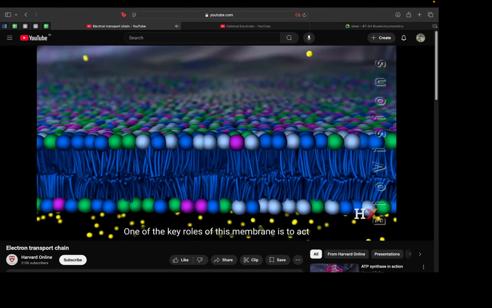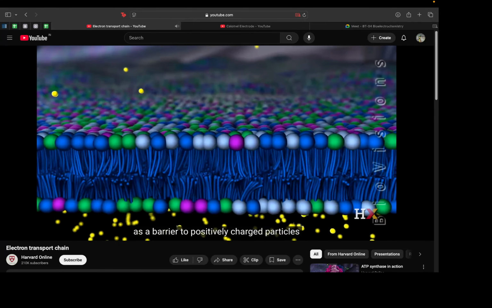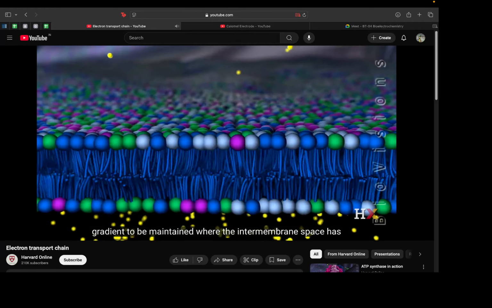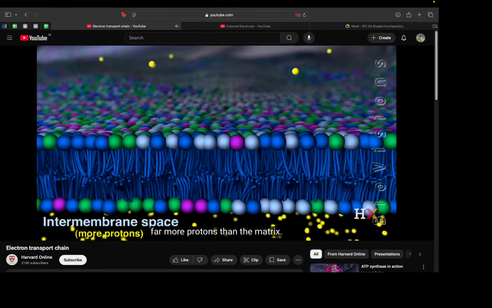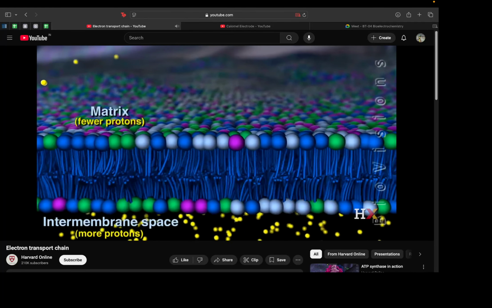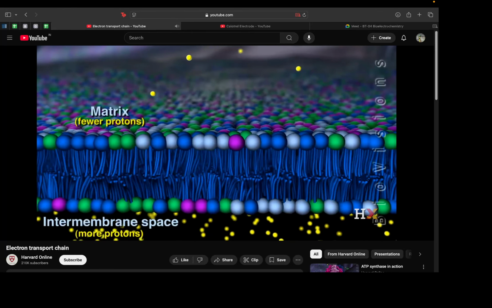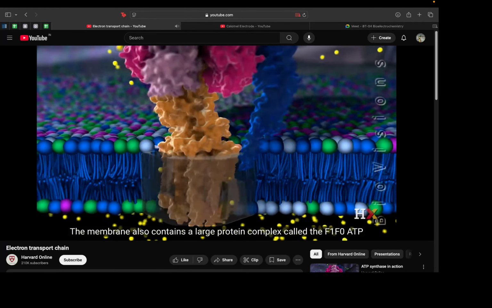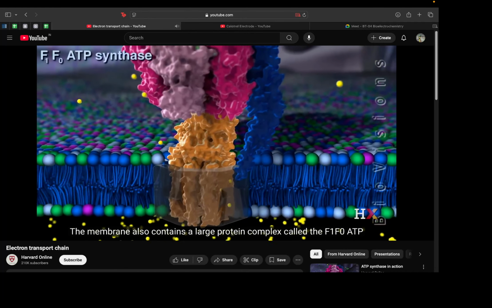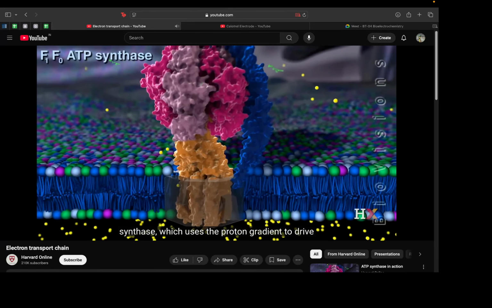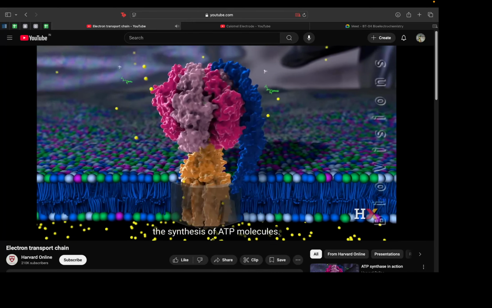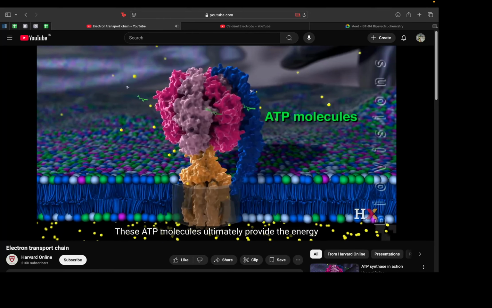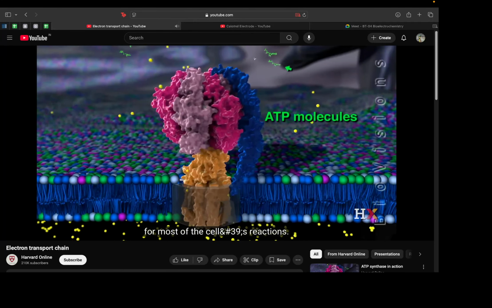One of the key roles of this membrane is to act as a barrier to positively charged particles called protons, thus allowing a concentration gradient to be maintained where the intermembrane space has far more protons than the matrix. The membrane also contains a large protein complex called the F1-F0 ATP synthase, which uses the proton gradient to drive the synthesis of ATP molecules. These ATP molecules ultimately provide the energy for most of the cell's reactions.